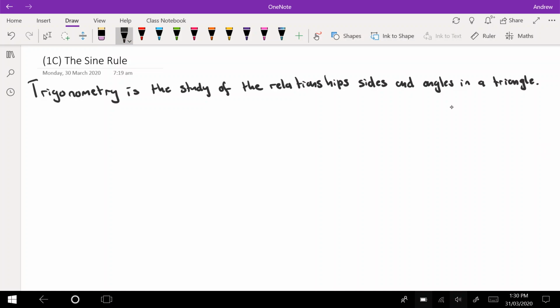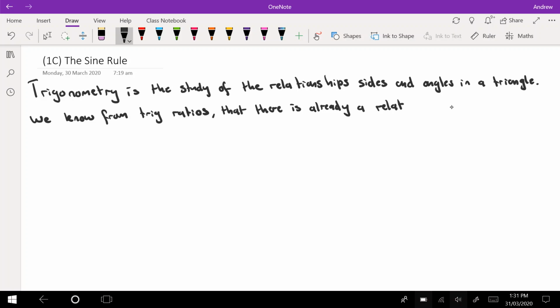So we know from trig ratios, when I'm saying trig ratios, my sine, my cosine, my tangent, that there is already a relationship with the sine of an angle. Now you guys may not know this, but on your calculator it's S-I-N, and we always say sine for that. It's actually the incorrect word spelling. Sine is spelt with an E, like it is up here.